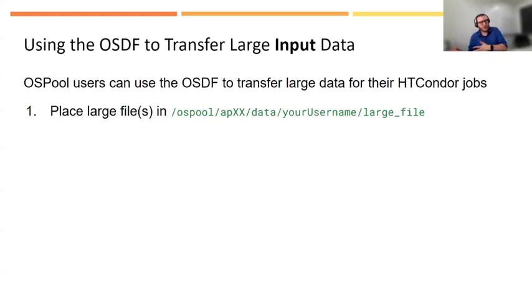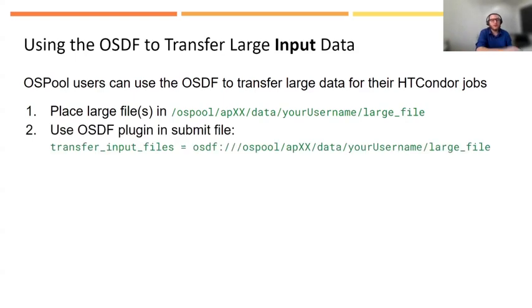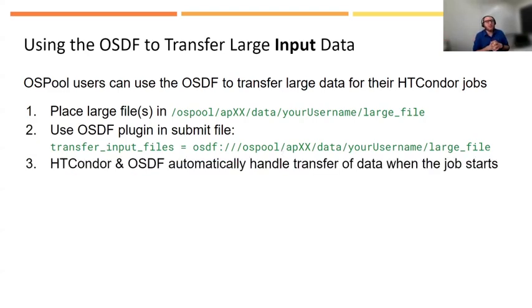Place your file in that directory, and then you use the OSDF plugin in your submit file. So it still uses transfer_input_files in your submit file, just like you do with your other input files. But now you provide this special syntax here, osdf:///ospool/ and then the path to that file. And that's it. HTCondor, when you submit the job, when the job starts running, HTCondor and the OSDF system will automatically handle the transfer of that data when the job starts.